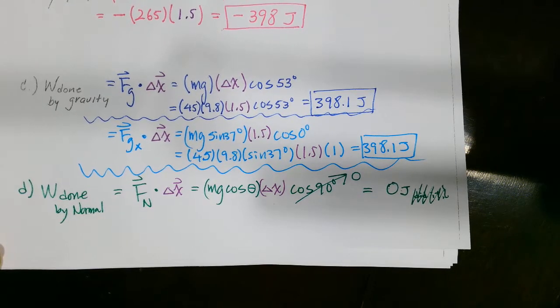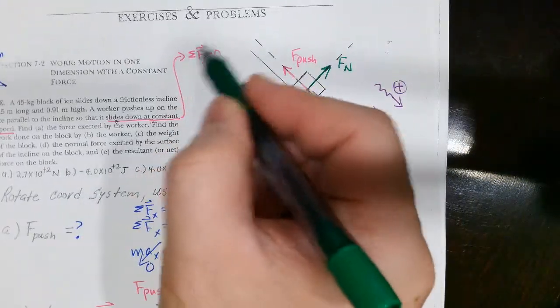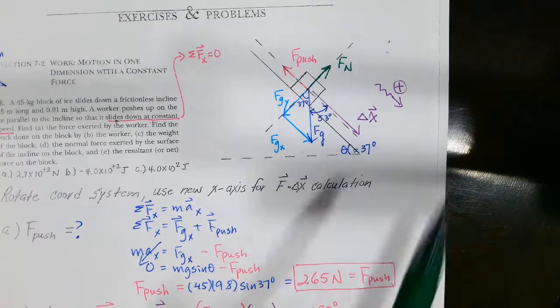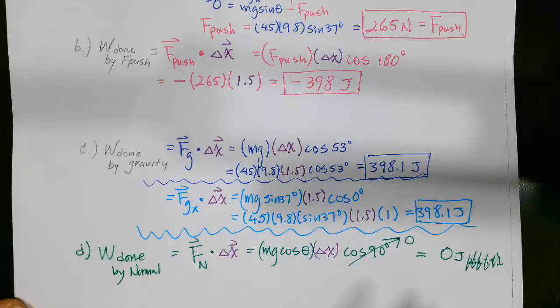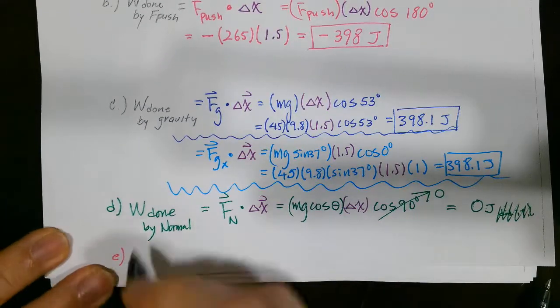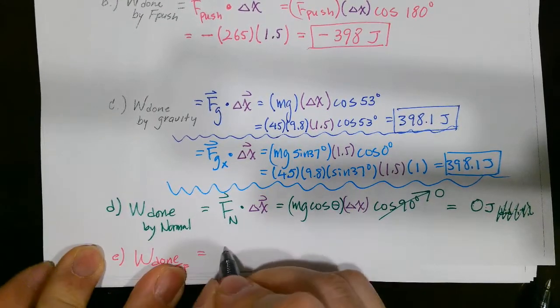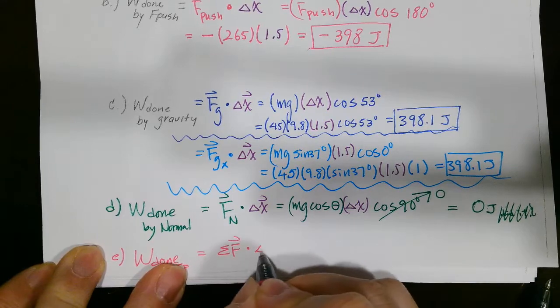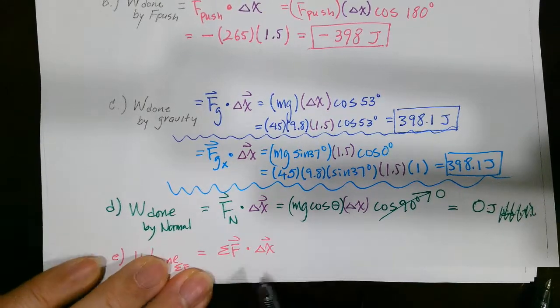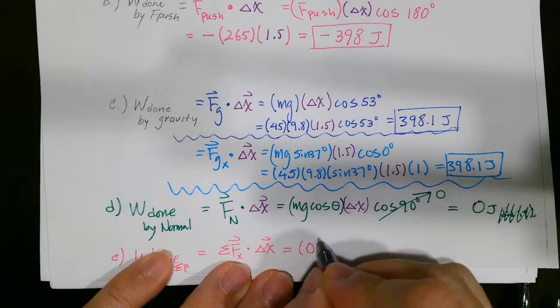All right. And then, what about E? The resultant, or the net force. Well, since my net force in the x direction is 0, and since my net force in the y direction is 0, my net force in total is 0. So for part E, work done by the net force is equal to the net force dot delta x. The net force in x is obviously 0 because it's going at a constant speed, right?